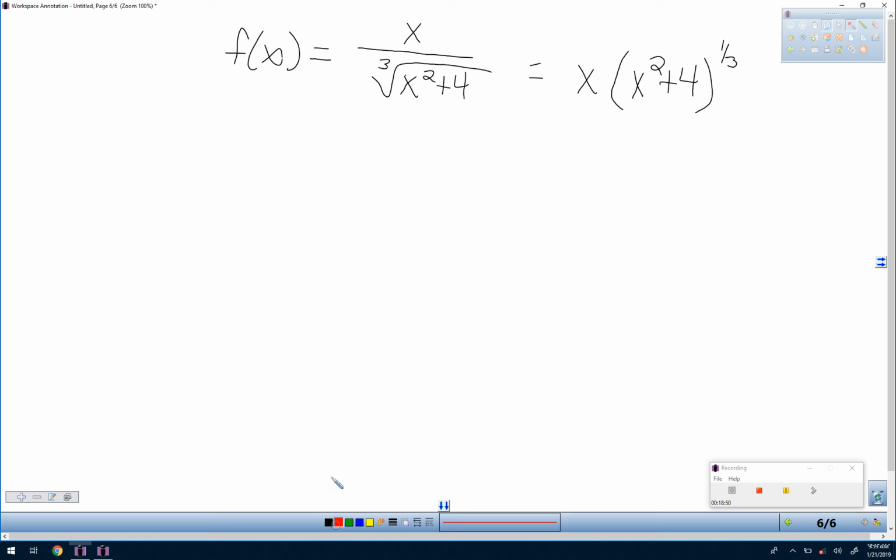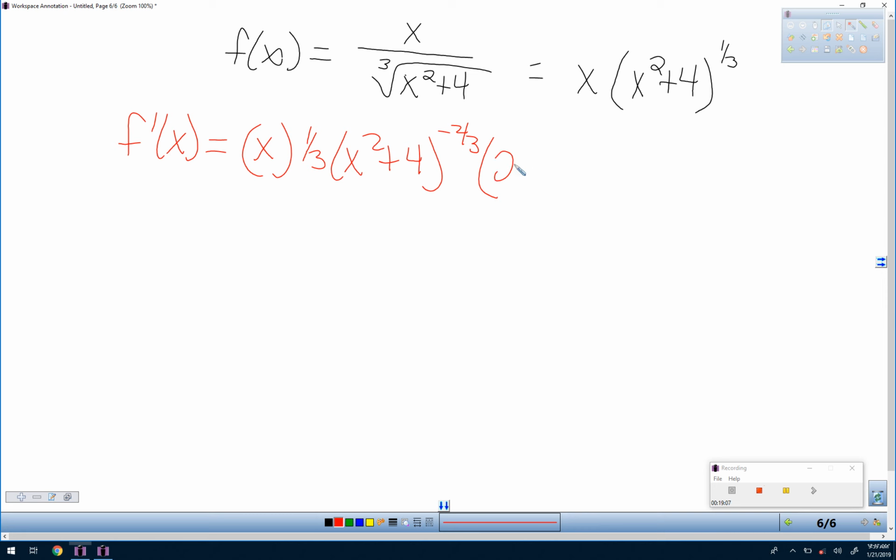Notice I'm going to have to use the product rule for this. So the product rule: first times the derivative of the second, which would be 1/3 x squared plus 4 to the negative 2/3. Now I go back and take the derivative of the inside, which would be 2x, plus second, x squared plus 4 to the 1/3 times the derivative of the first, which would just be 1.